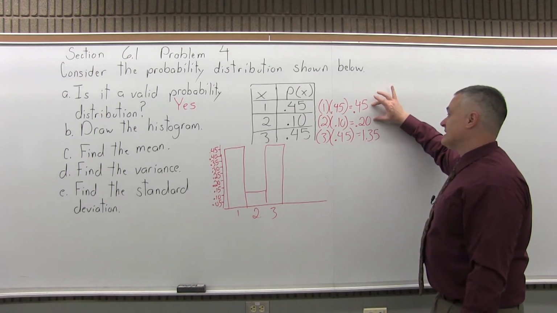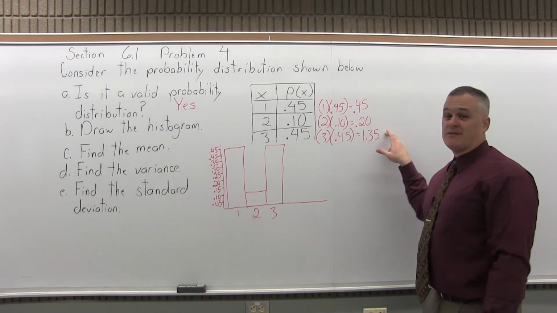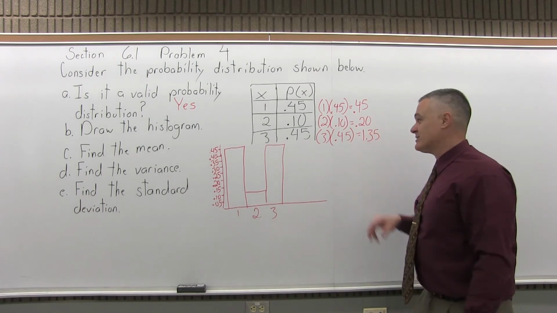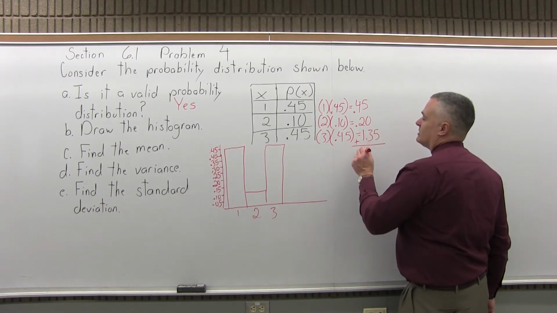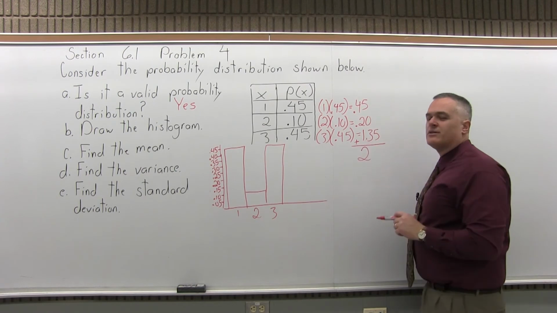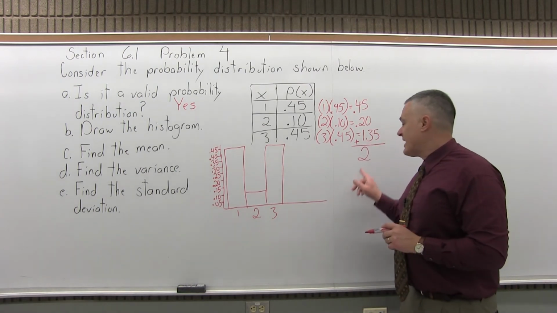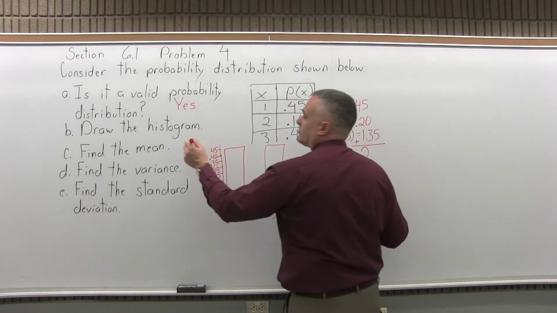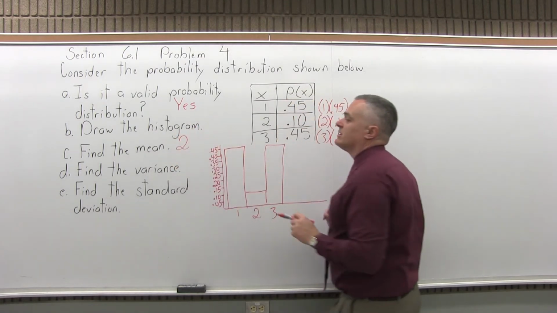45 cents and 20 cents is 65 cents. 65 cents plus $1.35 is $2. The total is 2. Or you could do it on your calculator. You'll still get 2. So that's the mean, or some books would call it the expected value of the probability distribution.